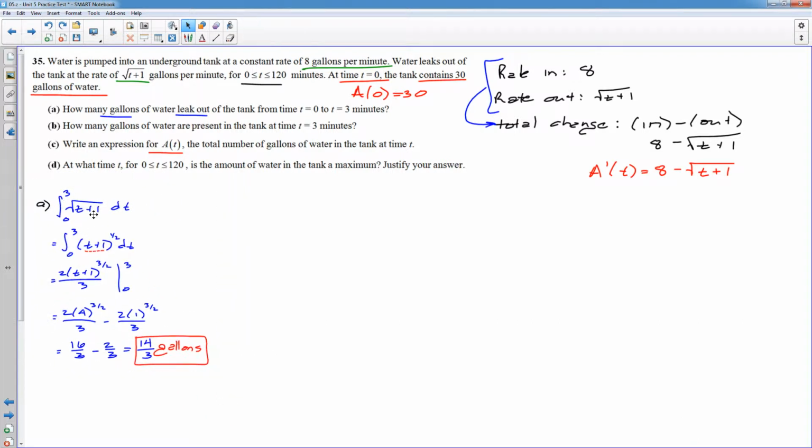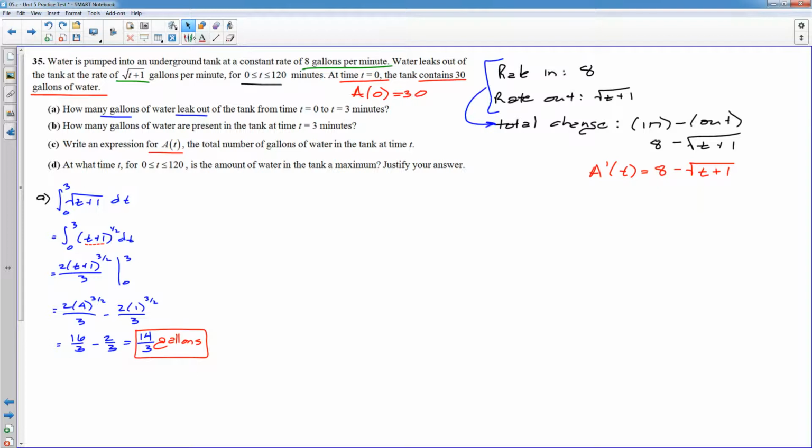Number B, how many gallons of water are actually present in the tank at time 3? And here is where I am going to take advantage of some work that I have already done. I know the derivative A prime. I also know my initial amount at 0 is 30. So if I want the amount of water in the tank at time 3, then I could say that A of 3 would be my initial condition, A of 0, plus the area under the total change, A prime, from 0 to 3.